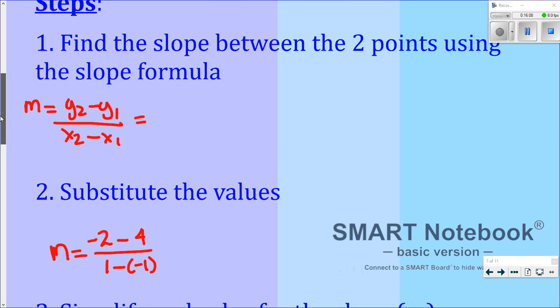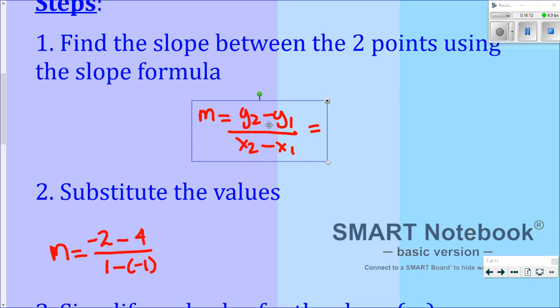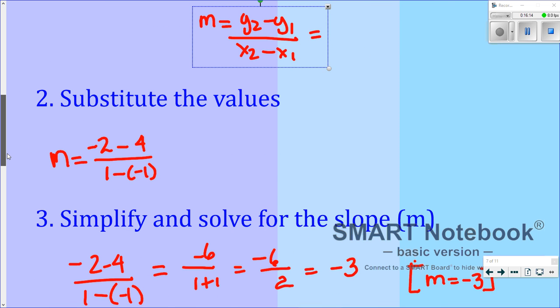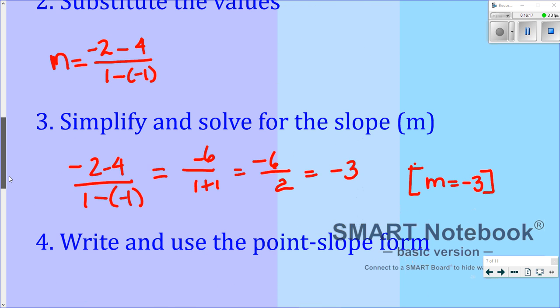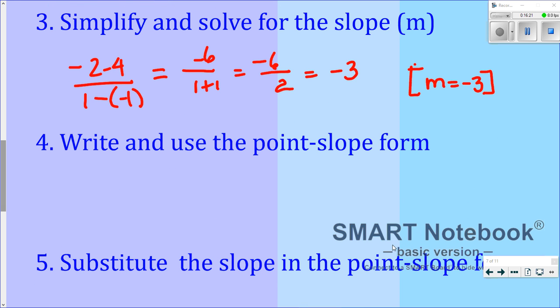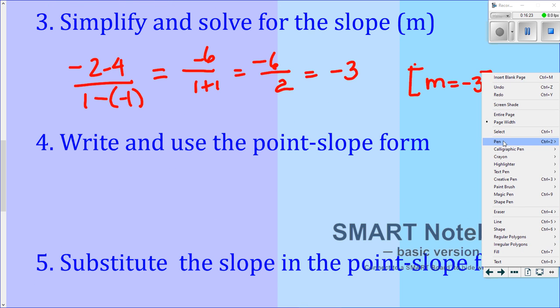So the first step, we used our formula. So we'll move that here. And then the second step, we substitute the values, which we did. Then the third step, we simplify and solve for m. So we found it as -3. Now we need to write and use the point slope form.